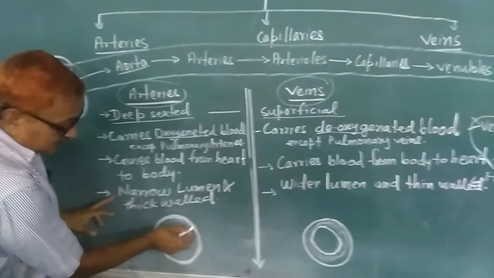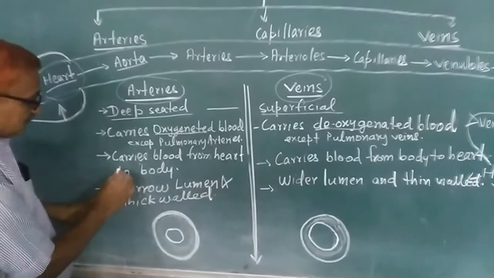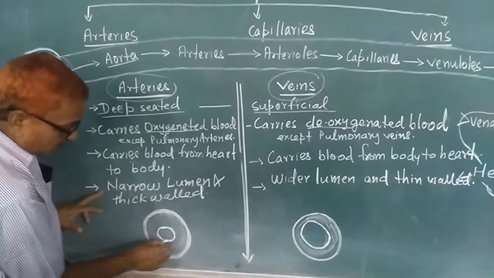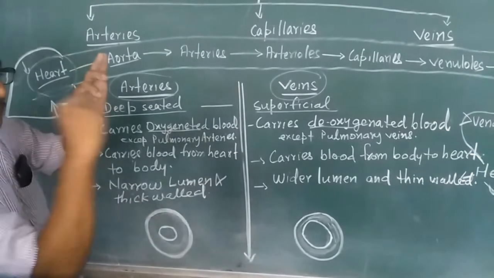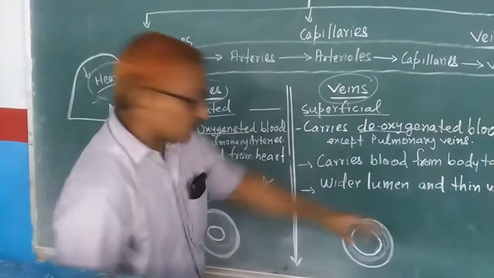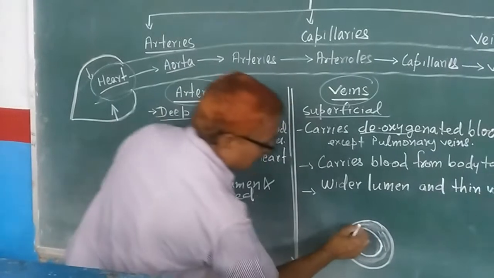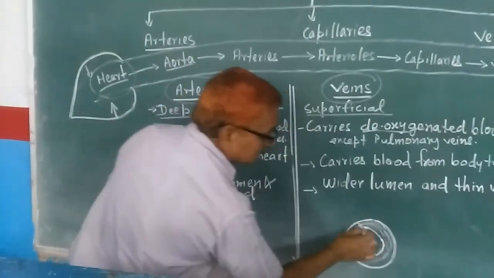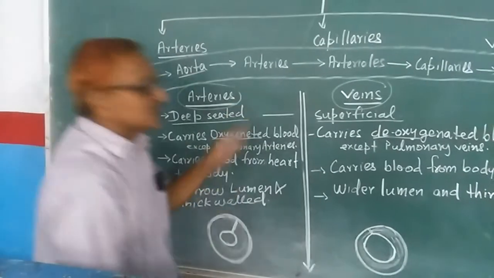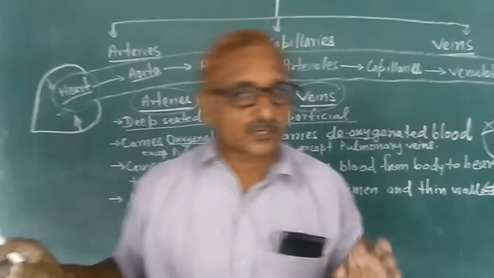Now, this is the structure of an artery and this is the vein. You see that the artery has a narrow lumen. The lumen is the hole through which blood passes. So this is narrower, and this is a wider one. The artery has a thick wall and a narrow lumen, while the vein has a thin wall and a wider lumen. In this way you can easily describe the difference between different types of blood vessels. Okay, thank you.